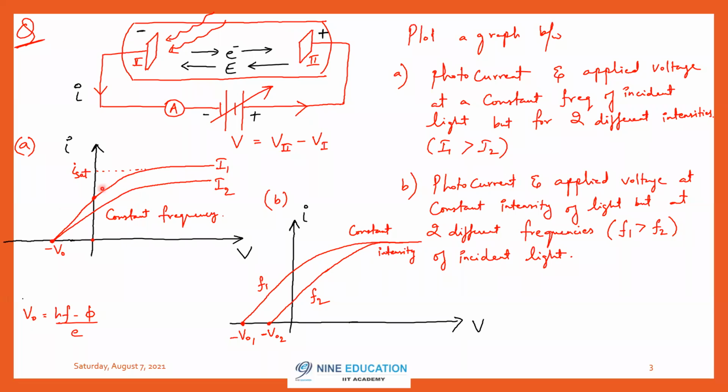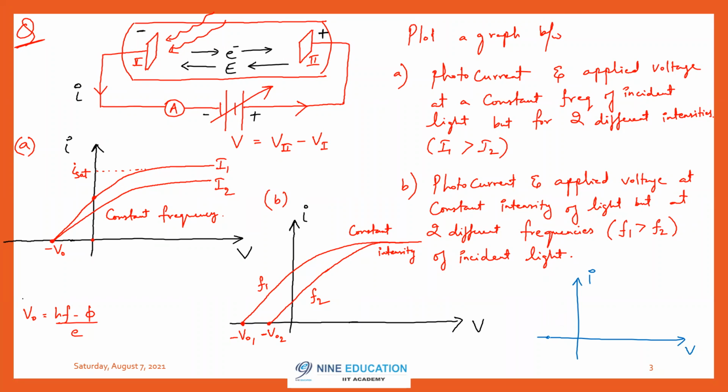I want to plot this graph more accurately. It will look something like this. This is the stopping potential. At stopping potential, current is equal to 0. And if the potential is less than stopping potential, at that time current will be there.